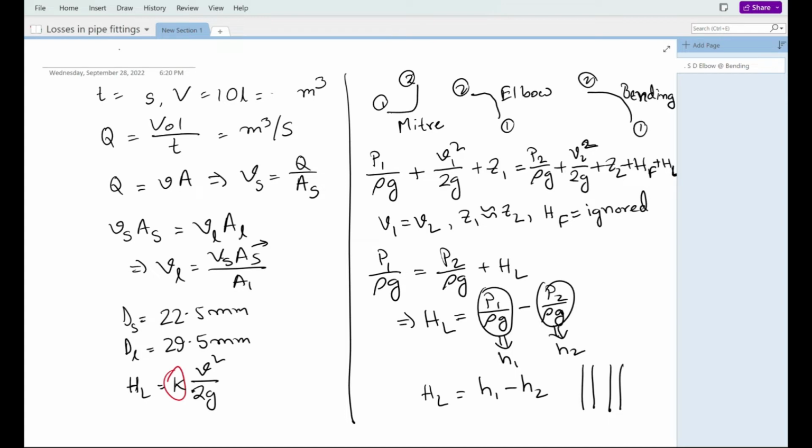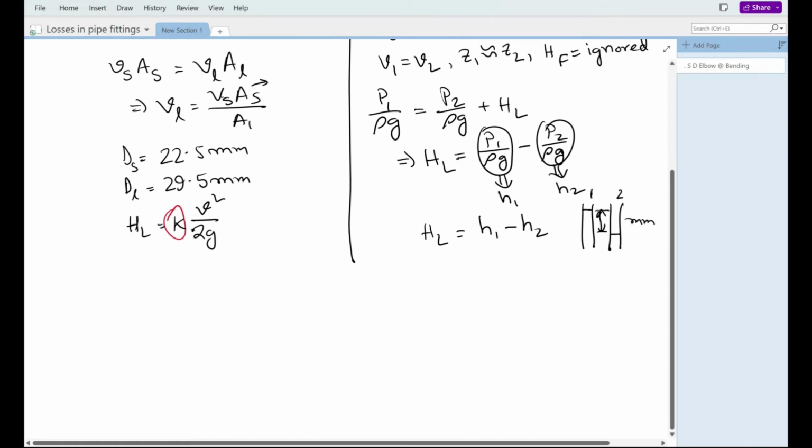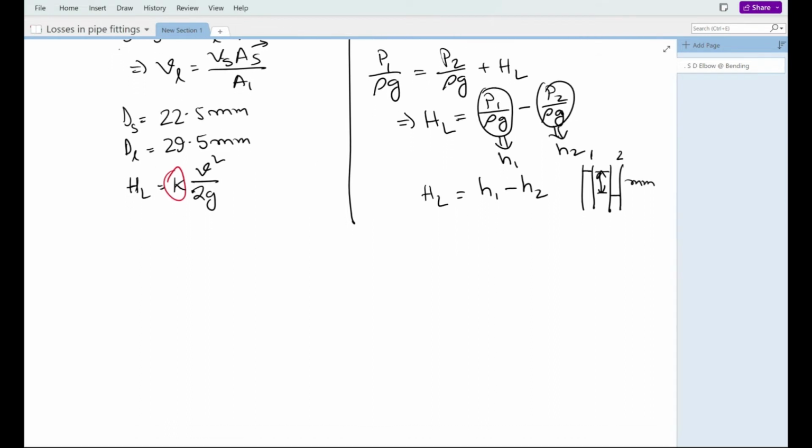So the slope will be equal to K. That's the thing you will need to find, the loss coefficient K for miter, elbow and bending. Suppose you should have 3 different readings, right? Each of the fittings will give a different slope, so you have to find K. And this is true only for miter, elbow and bending, because their pipe diameter is the same.